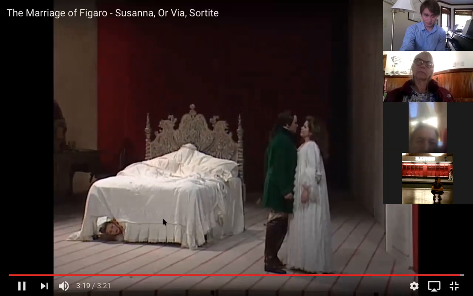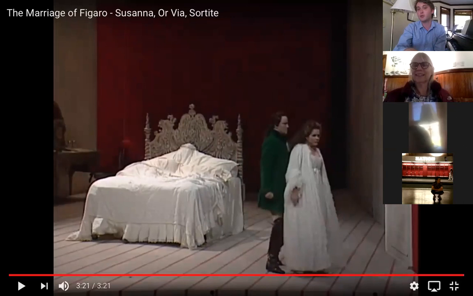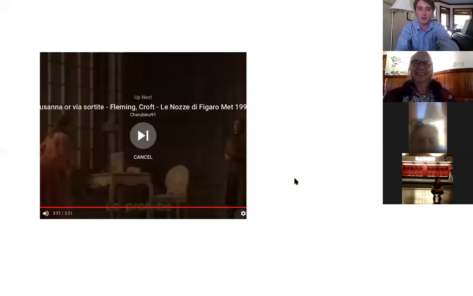Okay, so if you saw over in that corner, there was someone under the bed. That was the actual Susanna, the maid, who the Countess is saying is in the closet. So in the next scene, it's kind of humorous because then she actually ends up in the closet, even though she wasn't there before. It's confusing, but it also ends up being quite funny.